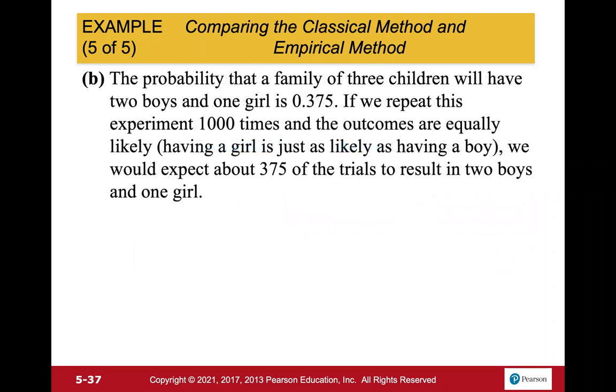All right, lastly, the probability that a family of 3 children will have 2 boys and 1 girl is 0.375. If we repeat this experiment about 1,000 times and the outcomes are equally likely to occur, having a girl is just as likely as having a boy, we would expect about 375 of the trials to result in 2 boys and 1 girl. So again, all they did was get this number here and multiply it by 1,000.